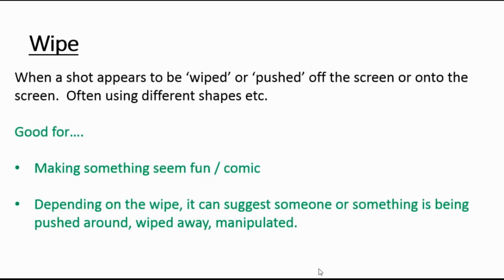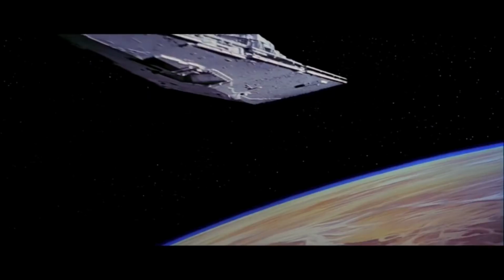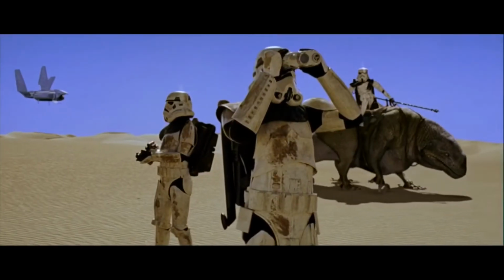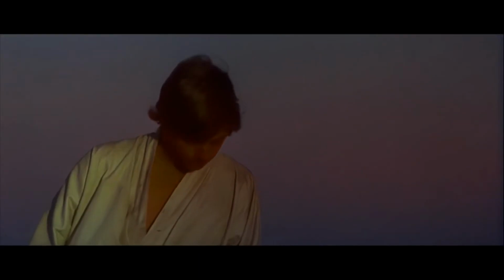A wipe is a really unusual type of shot. There's lots of different types of wipe that you can get, and I'm going to show you some of the different types of wipe on the screen now. But essentially, it's where one shot appears to be wiped or pushed off the screen or onto the screen by something else, by another shot.